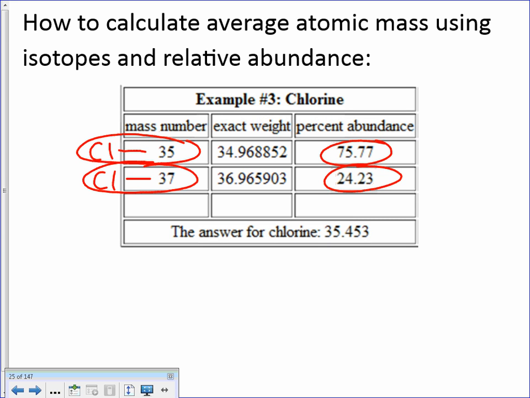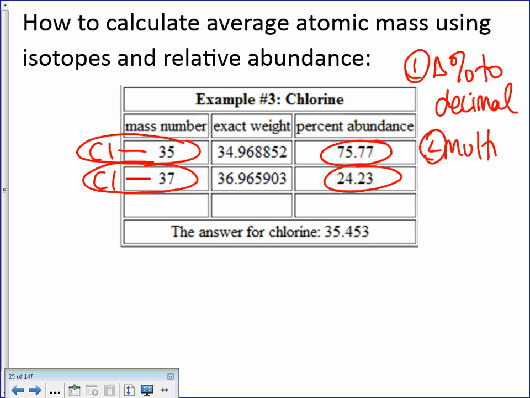And then just hold that on. Okay, so all we do is that first step, we're going to change percent to its decimal form, and that basically just means divide by 100, so sweep the decimal back twice. And then we're going to multiply mass times the decimal percent. So I'm going to write decimal percent, I hope that makes sense.